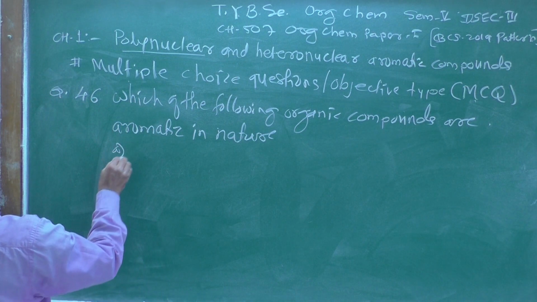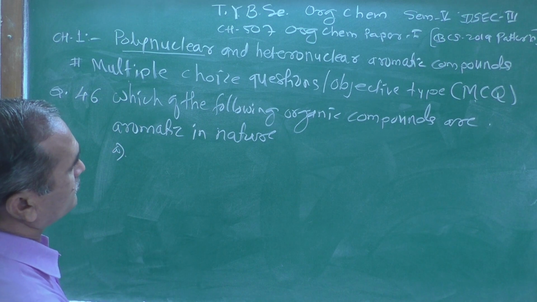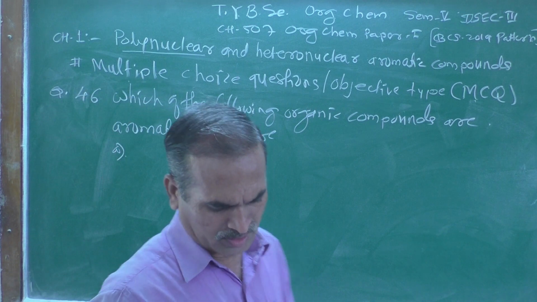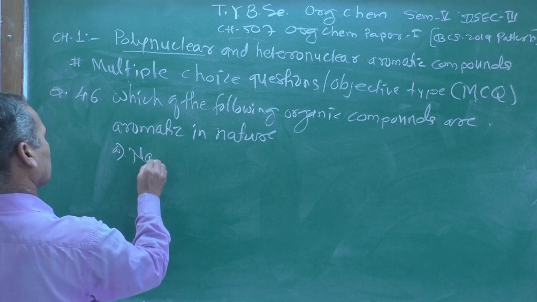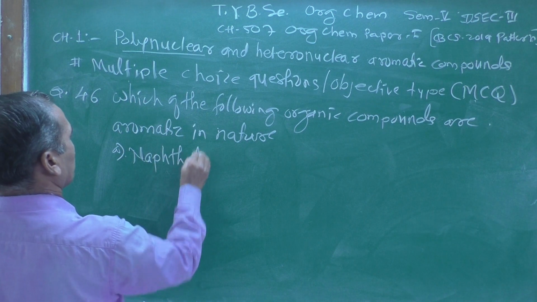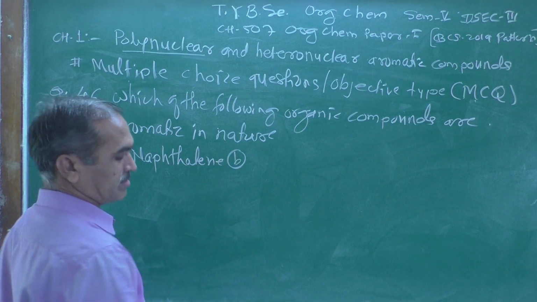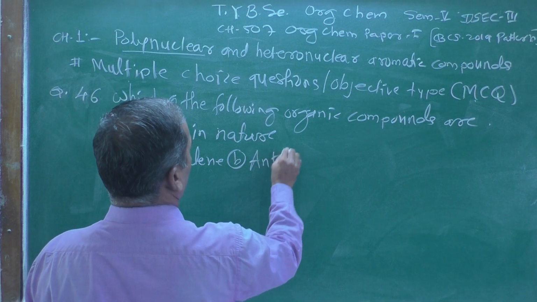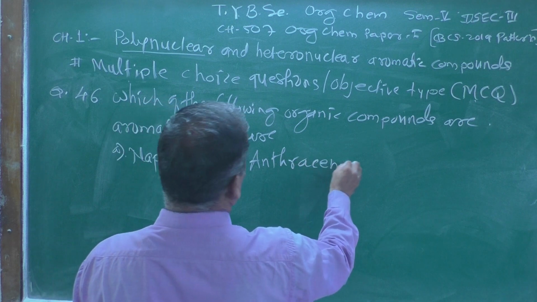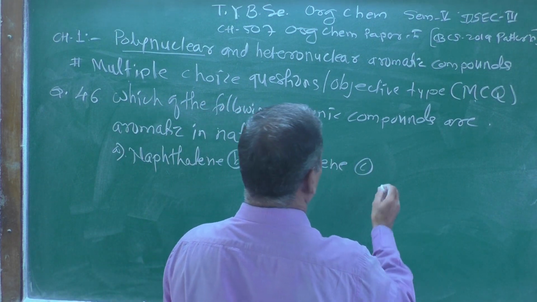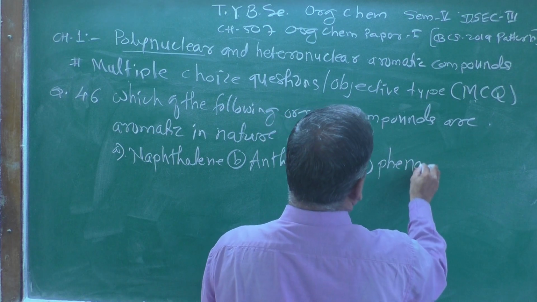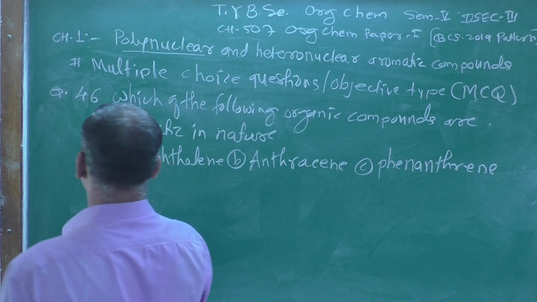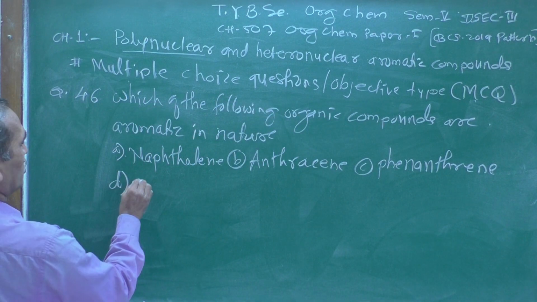Let's see here. Option A is naphthalene, B is anthracene, C is phenanthrene, and D is all of these.